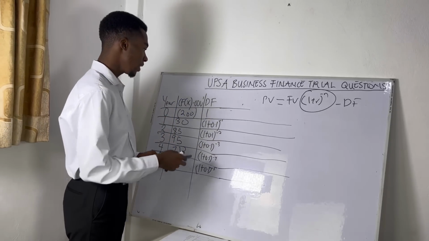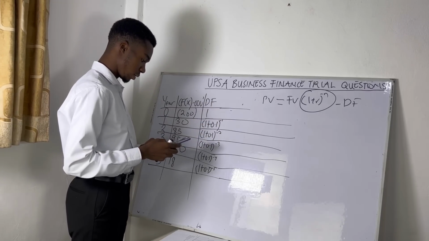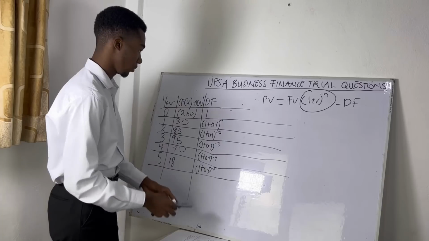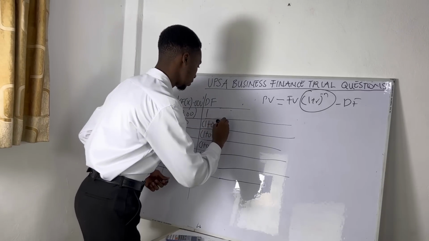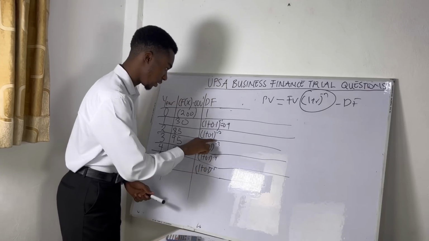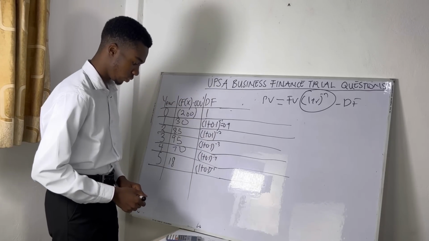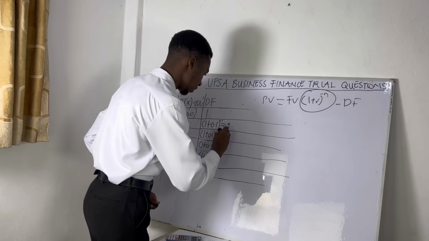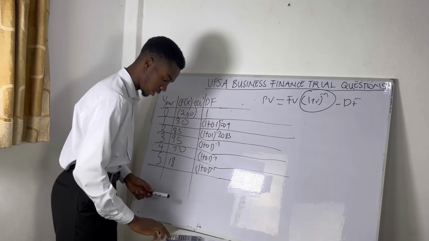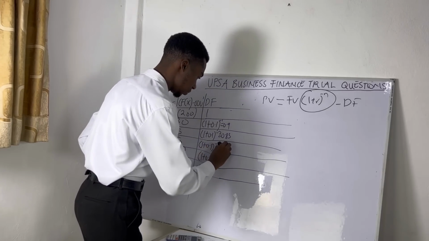So let's start with this one. 1 plus 0.1 exponent negative 1, we are getting 0.9. Then next one, we have 1 plus 0.1 exponent negative 2. We are getting 0.826, so we can do 0.83. Then for year 3, we are getting 1 plus 0.1 exponent negative 3. We are getting 0.75.